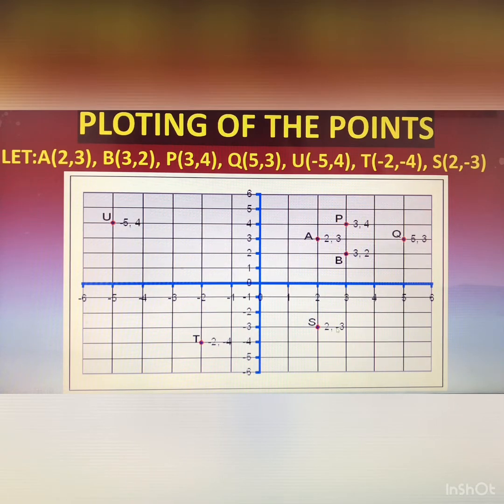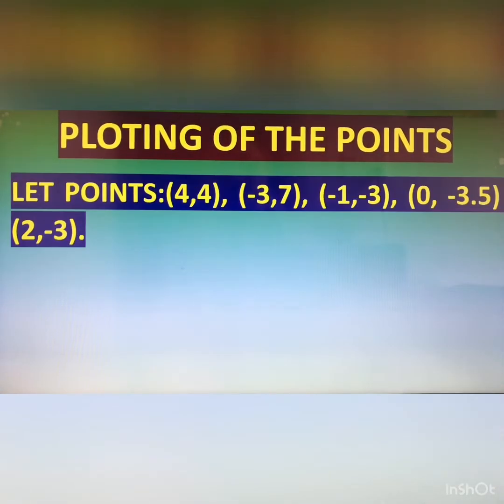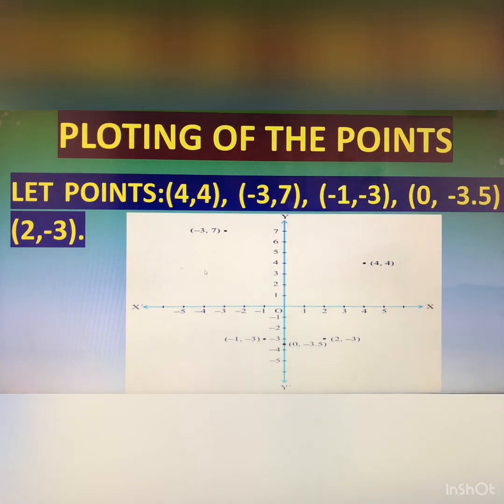Okay dear, again try to understand with another example of plotting the points. How do you plot a point? Let us take the points 4 comma 4, minus 3 comma 7, minus 1 comma minus 3, 0 comma minus 3.5, and the last one, 2 comma minus 3. How can you represent them? Once again, you see here this is the x-axis and this is the y-axis. This is the positive direction of the x-axis and x dash is the negative direction of the x-axis. Now this is the y-axis, the positive direction of the y-axis, and y dash is the negative direction of the y-axis.